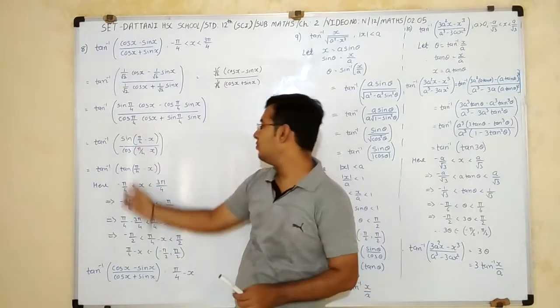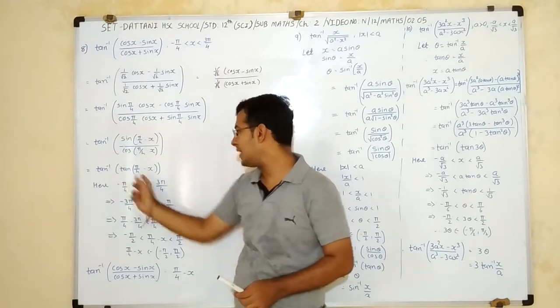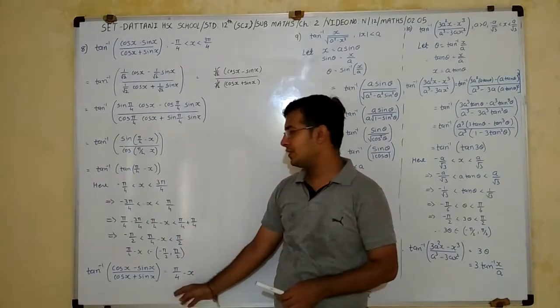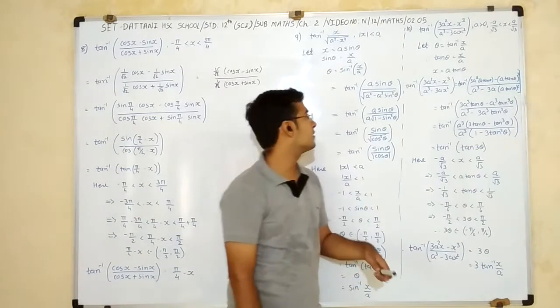So we just remove this tan inverse and tan. So I get pi by 4 minus x. That is our final answer.